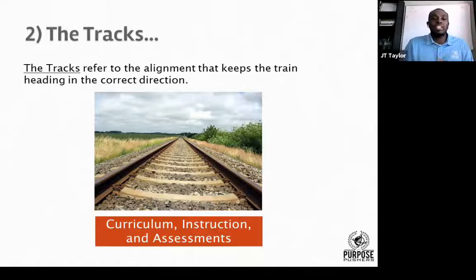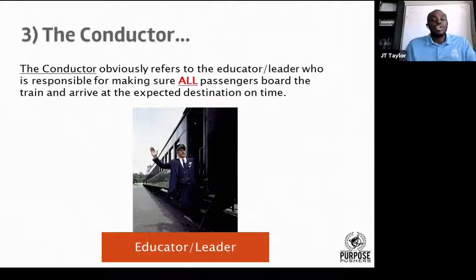Secondly, we have to talk about the tracks, because while it is extremely important to build rapport, you have to make sure that the tracks are properly aligned. You have to make sure that the train is heading in the correct direction. Now we're talking about curriculum, instruction, and assessment. I always liken relationships and curriculum, instruction, and assessment to 2 wings on the same bird. See, the bird needs both wings to fly. If you only have curriculum, instruction, and assessment, then you're not going anywhere. And if you only have rapport and relationships, you're not going anywhere. You need the train and the tracks in order to move students from where they are currently to where you would have them to be.